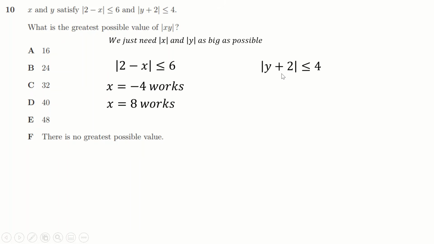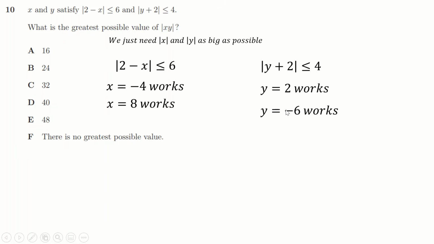And likewise here, I could choose 2. 2 plus 2 is less than or equal to 4. Or I could go the other way and choose minus 6. Minus 6 plus 2 is minus 4, which modded is 4, which is less than or equal to 4. And this is the bigger one. The size of this is bigger.